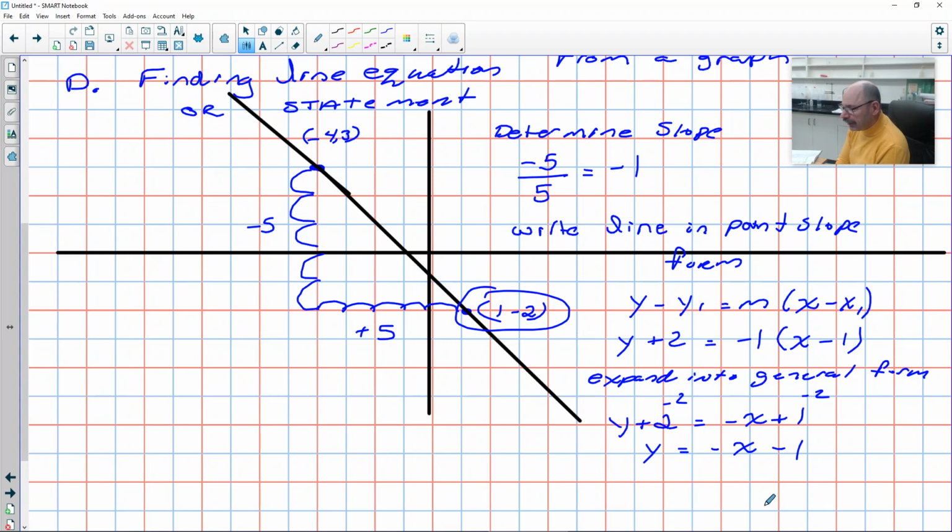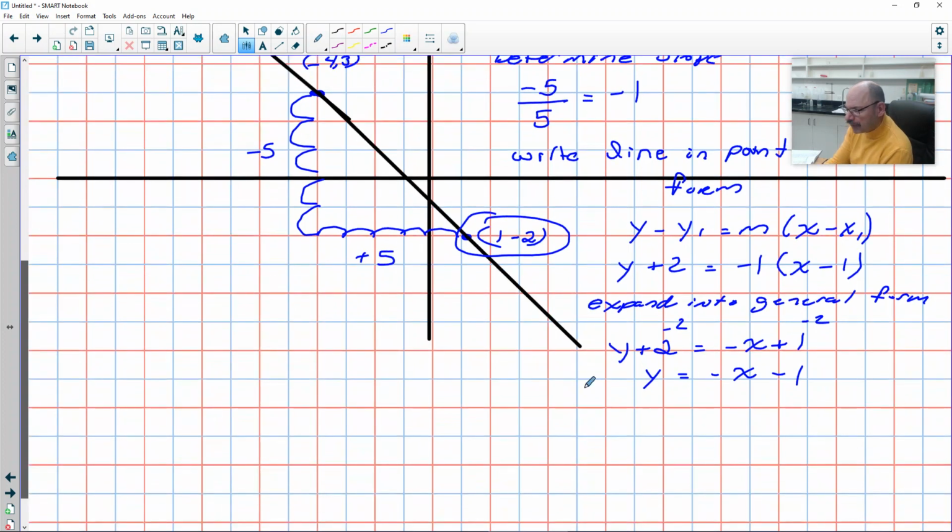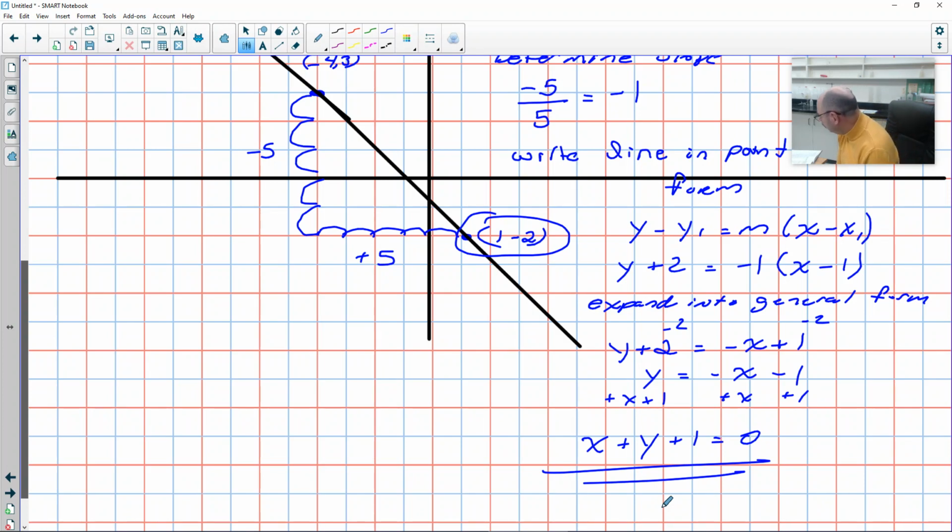Okay, now I just change everything into general form by moving everything to one side. So I'm going to add x and add 1 to both sides. Okay, so I've got x plus y plus 1 equals 0. And that's my line equation in general form. Everything's ones.